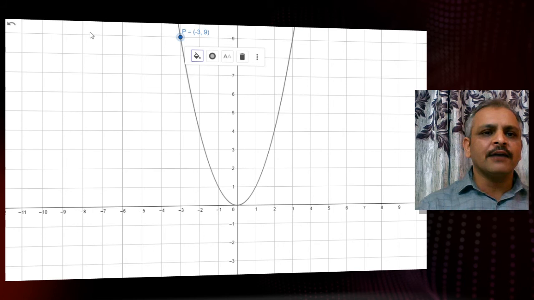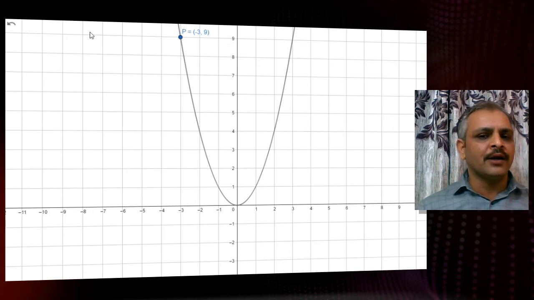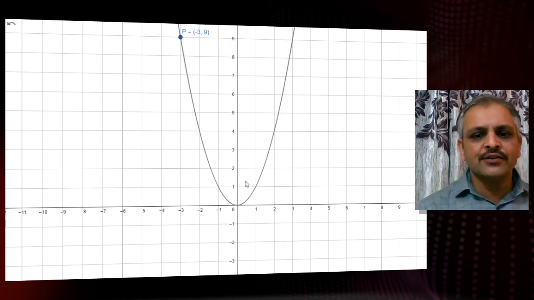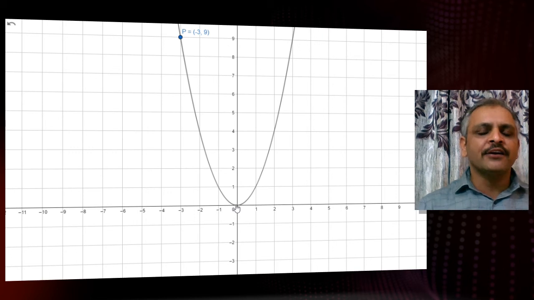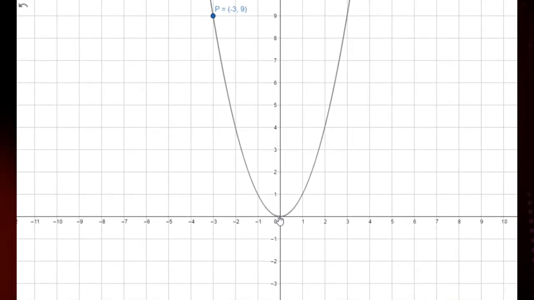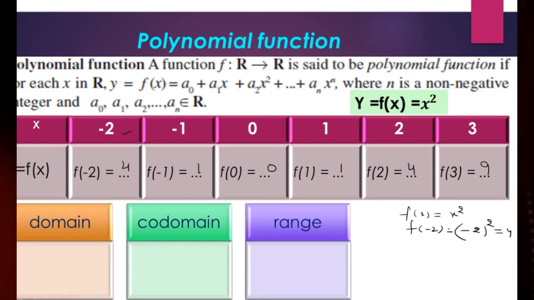The only thing is that we have to decide the range of the function. For the range, observe that the function exists only on the positive side of the y-axis or at 0. The curve does not go towards the negative side of the y-axis. So our range is the non-negative real numbers. So its domain is real numbers, codomain is real numbers, and range is non-negative real numbers.